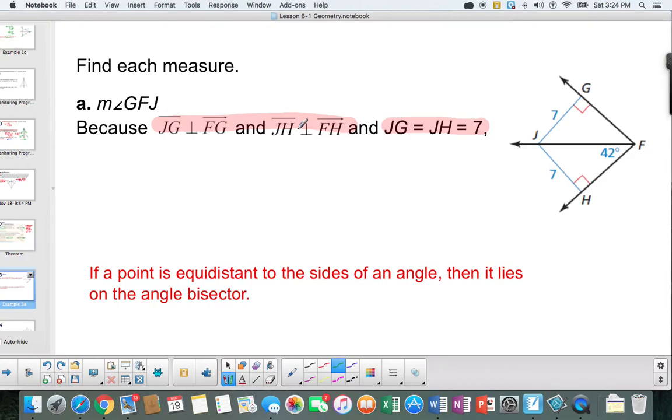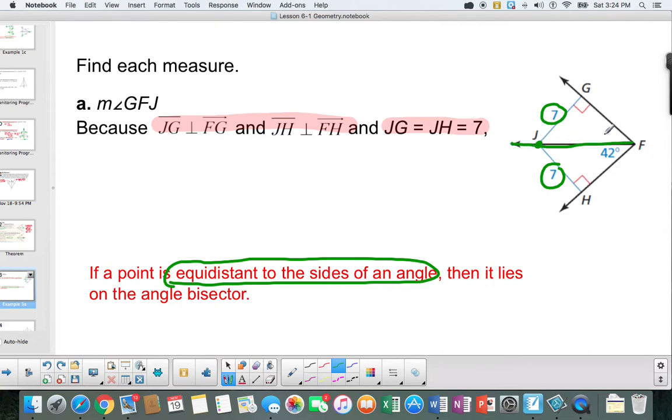Now, I see this perpendicular, so perpendicular means I have a distance, and I notice that the same numbers, so I know I have equidistant to the sides. As soon as that is established, that it's equidistant to the side, then J must lie on what we call the angle bisector. So I know that if this is 42, this is 42 degrees, and the measure of angle GFJ is 42 degrees.